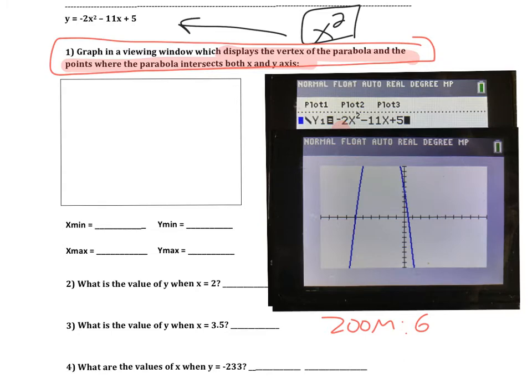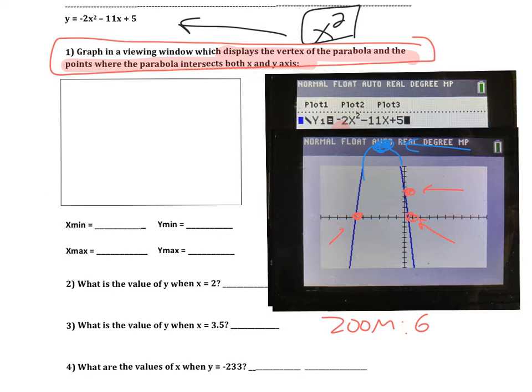And when you go to zoom 6, this is what your picture should look like. We see the point where it crosses the y-axis. We see the point where it crosses the x-axis, but we don't see the vertex of the parabola, which looks like it's a little bit off the screen up top.